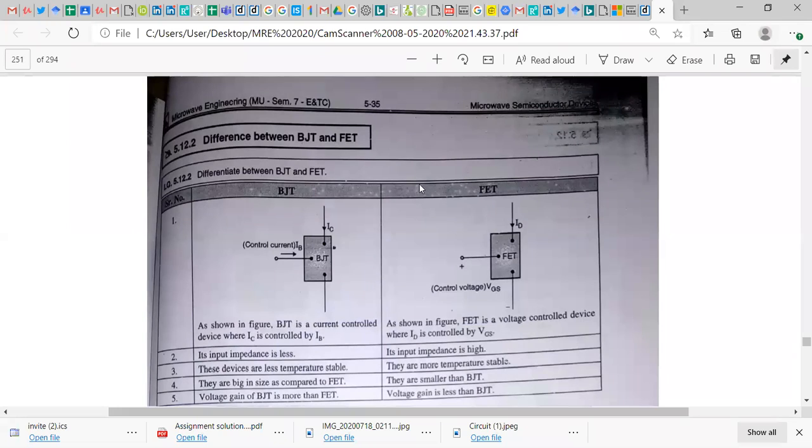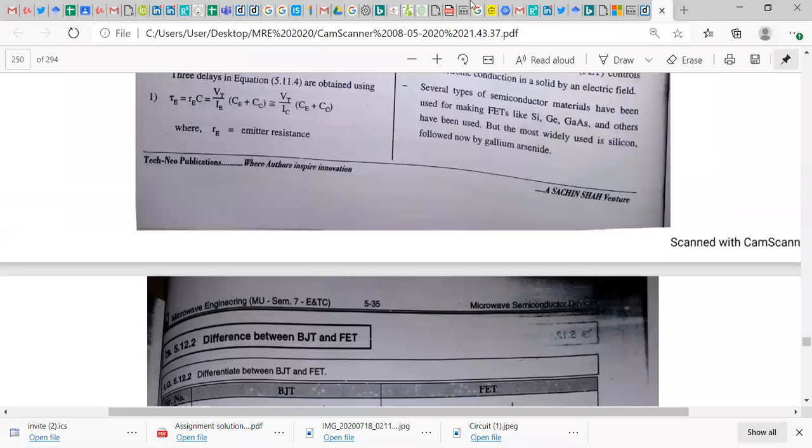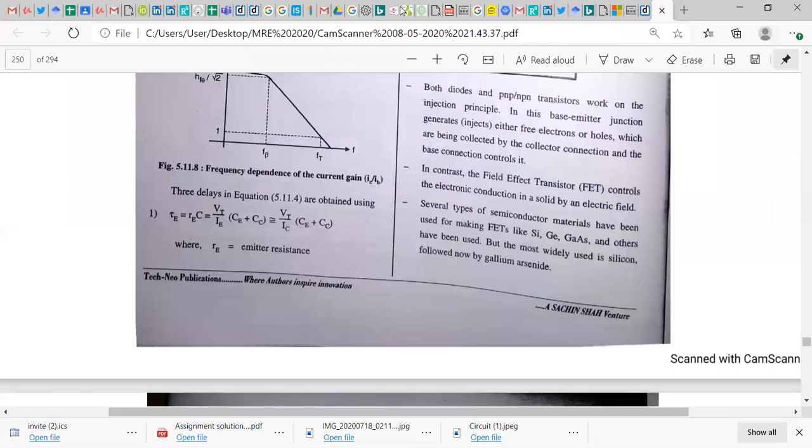FET, we have seen the comparison of BJT and FET. Okay. What is the difference between BJT and FET, Neha?